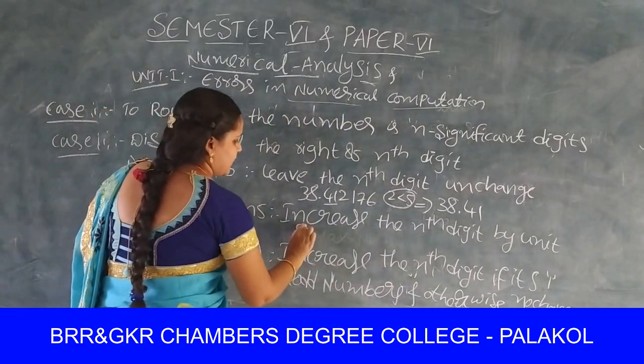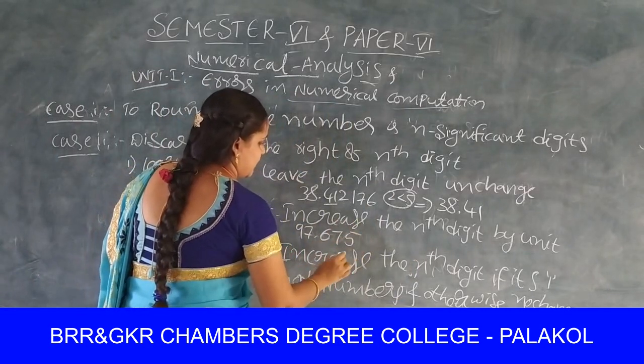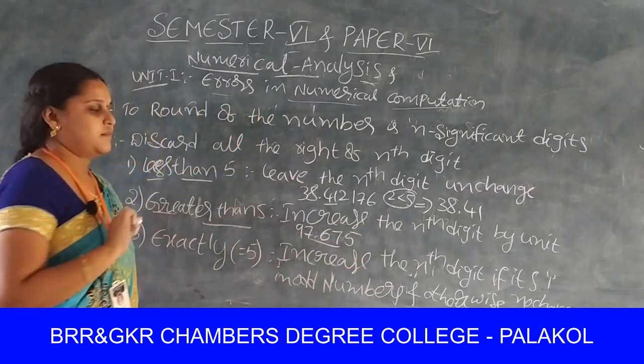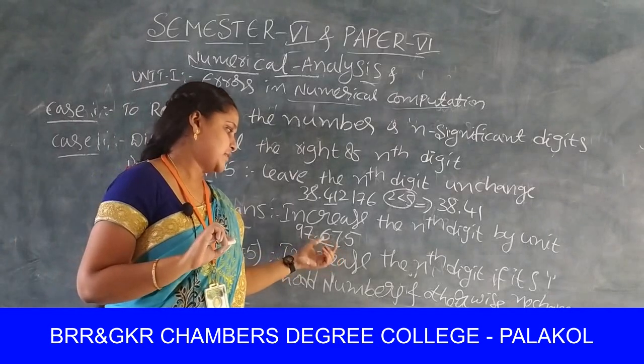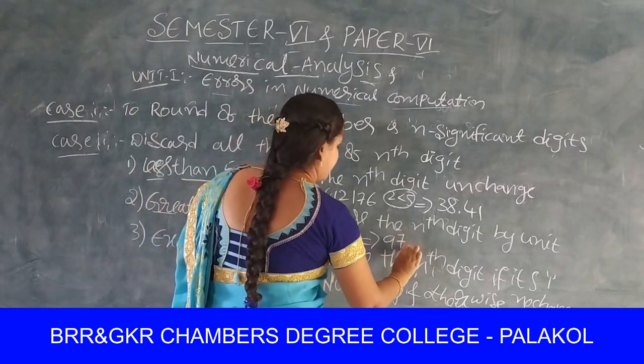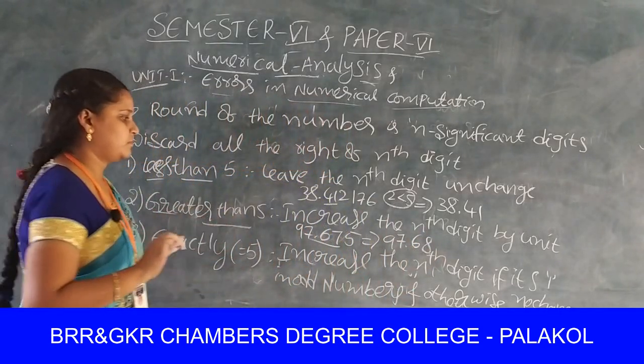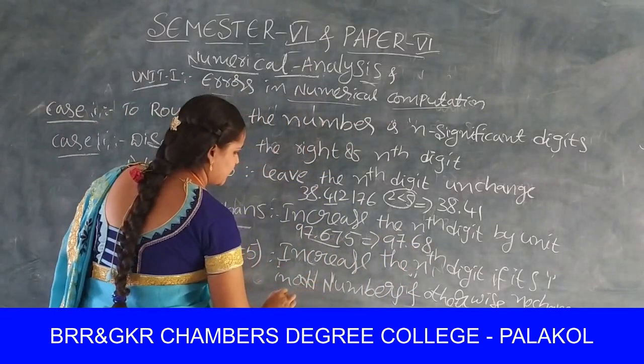Second case, 97.675 with two decimals. The rounded off value is 97.68. This is also the last example.